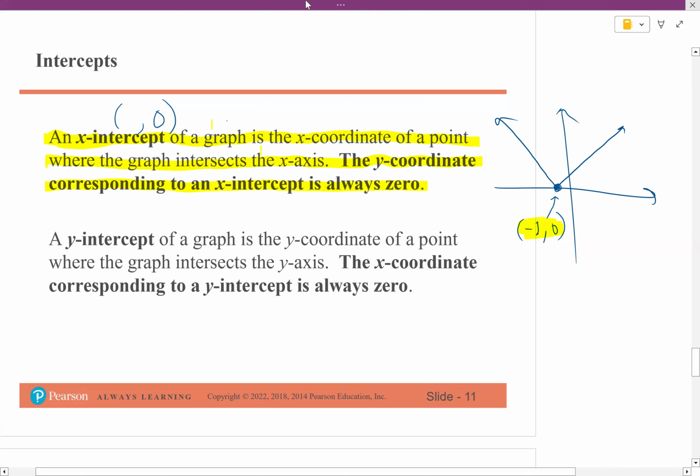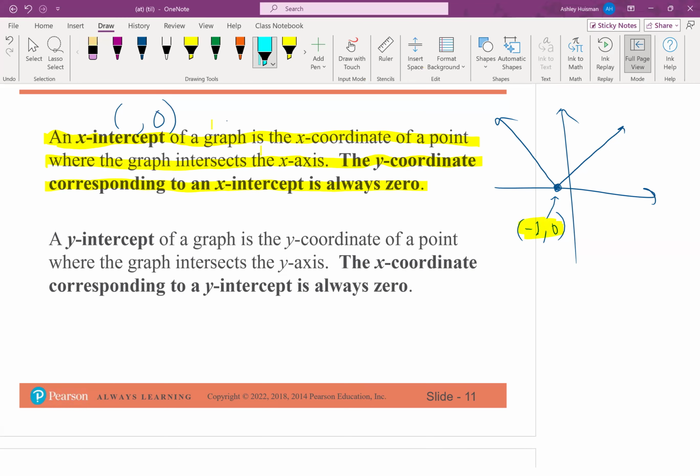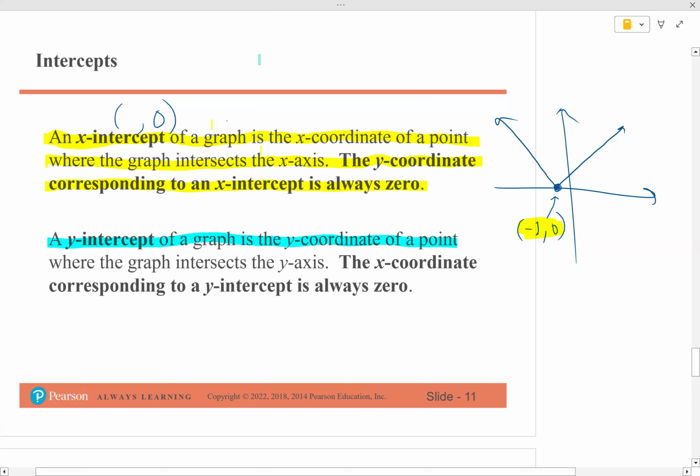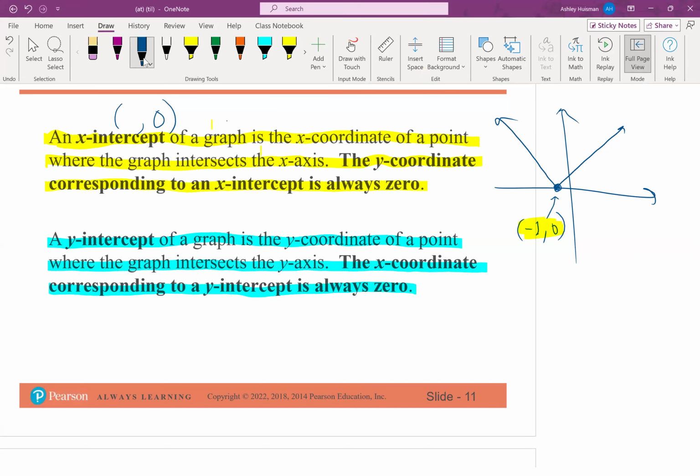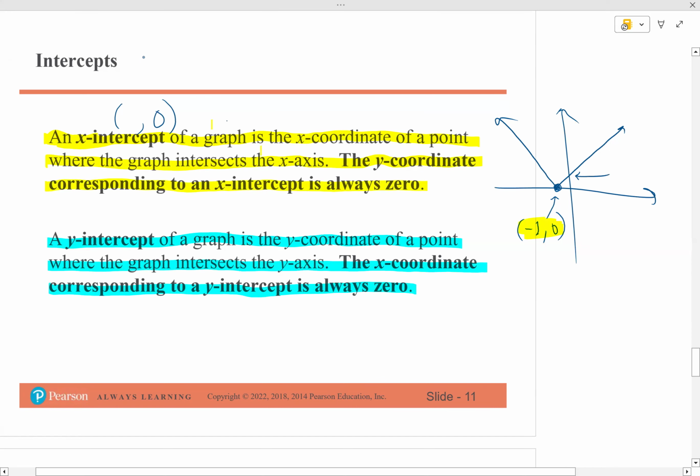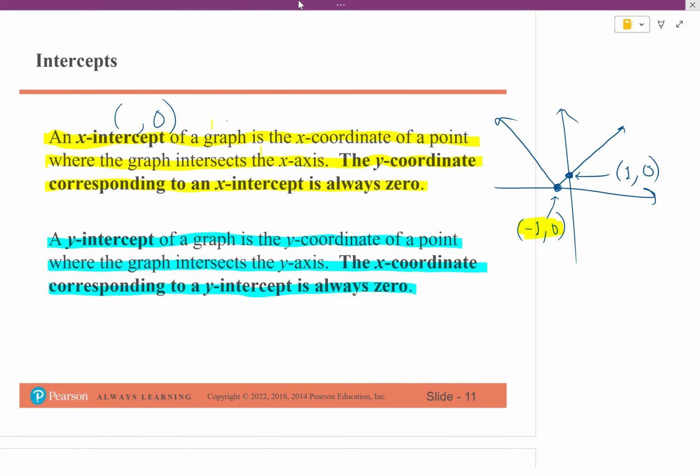And then how about, on the other hand, the y-intercept of a graph is the y-coordinate of a point where the graph intersects the y-axis. The x-coordinate corresponding to the y-intercept is always 0. So in the graph that we plotted earlier in the previous slide, I think it was 1, 0 is that point, if I remember right. Oh no, sorry, I mixed them up. 0, 1. You're not going anywhere left or right. You're just going up, which is the y value.